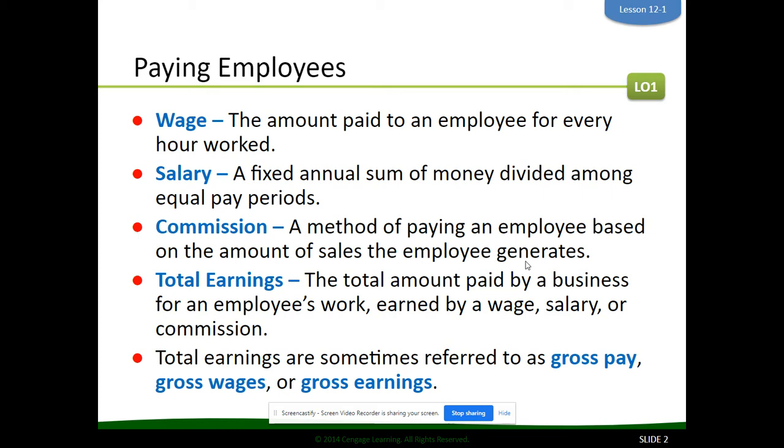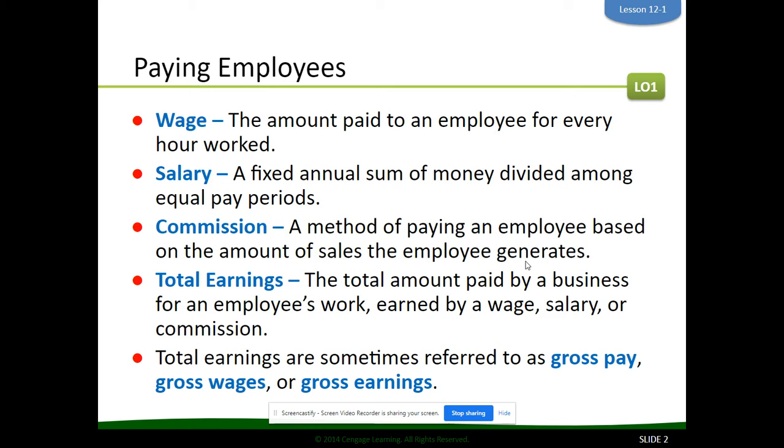The first is wage, and that's going to be the amount paid to an employee for every hour worked. So when you go to get a job, most likely you are going to be paid a wage. We talk about minimum wage, which is debated and changes state by state. Typically, you're going to get paid $11 an hour, $13 an hour, something along those lines. That would be a wage.